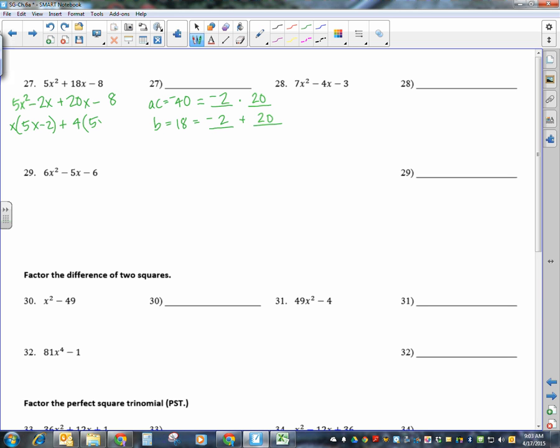Remember I said copy and check. It's much easier than having to factor again. 20x and then 4 and negative 2 give me negative 8. So here is my common factor. So I'm writing 5x minus 2 and x plus 4. And the bell's going to ring, so I got to pause and come back and finish.